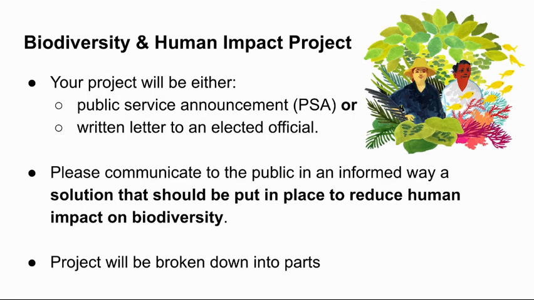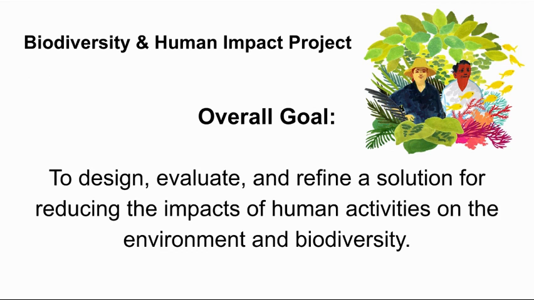Your project is either going to be a public service announcement or a written letter to an elected official. You need to be able to communicate to the public, in an informed way, a solution that should be put in place to reduce human impact on biodiversity. The project will be broken down into 5 parts that we will complete between now and right before Thanksgiving break. The overall goal of this project is to design, evaluate, and refine a solution for reducing the impacts of human activities on the environment and biodiversity.